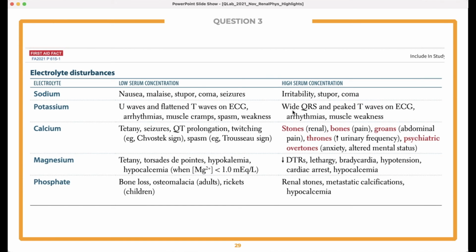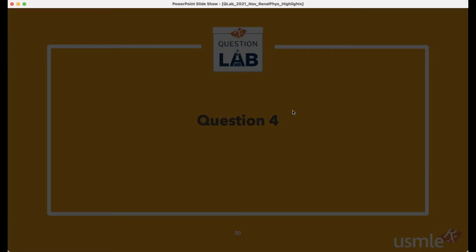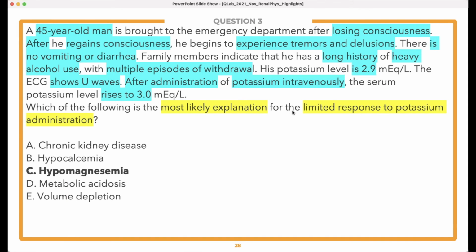And then also we'll go over those other answer choices really quickly as well. So volume depletion, that would be associated with hypokalemia, but even volume depletion wouldn't be a reason why potassium wouldn't improve after giving supplementation. Okay, metabolic acidosis, that would actually cause hyperkalemia. That causes protons to go into the cell in exchange for potassium to come out of the cell, so that would actually cause more hyperkalemia.